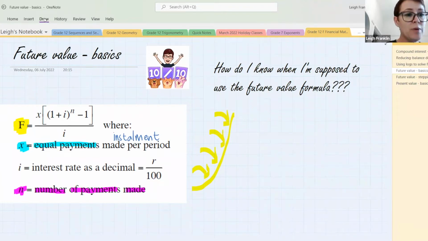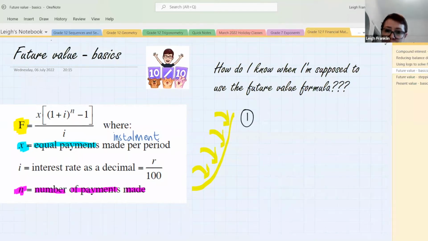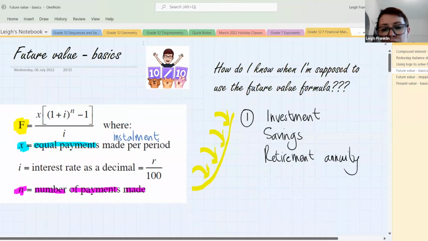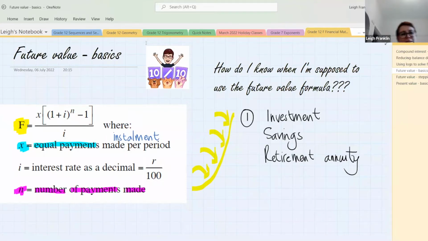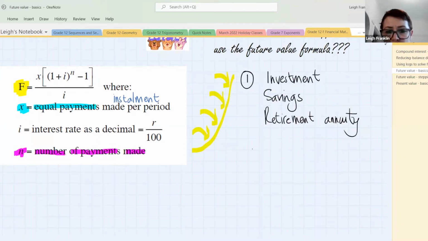All right, so how do we know that we're supposed to use future value? Well, first point, it has to be used for an investment. So it's either an investment or some kind of savings, or it could be a retirement annuity. The implication is that it starts off small and it grows into a future value that is big. The other time that we know we have to be using future value is that there has to be an installment.